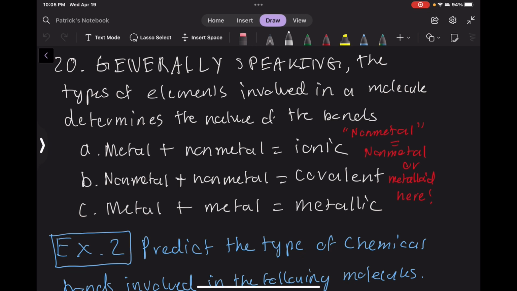I do apologize for the minuscule writing here, but in this context, the word nonmetal applies both to true nonmetals and to metalloids. So if two metalloids form a molecule, or if a metalloid and a nonmetal form a molecule, the bond will be a covalent bond. If a metalloid and a metal were to form a bond, the bond would be ionic. What I'm trying to establish here is that for this rule only, nonmetal and metalloid are interchangeable in terms of deciding the type of chemical bonding that will occur.